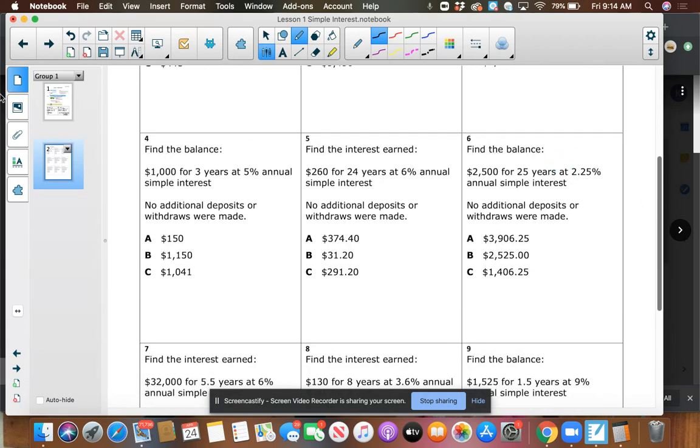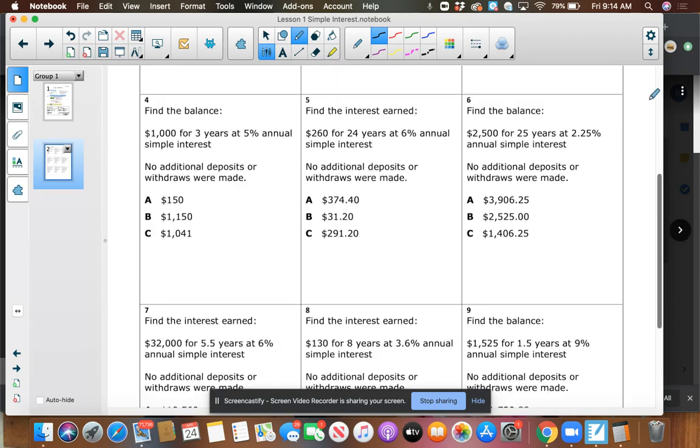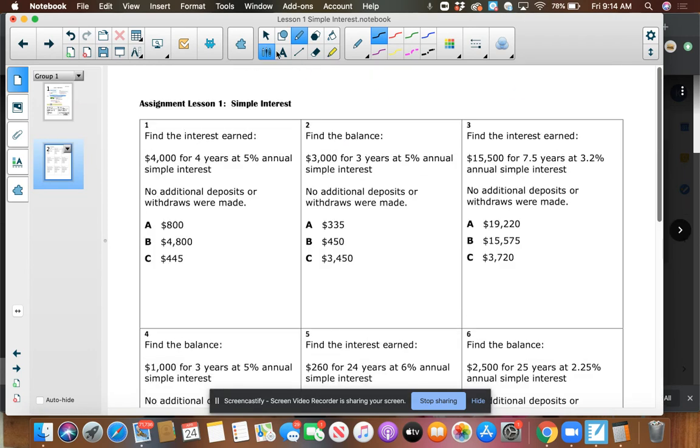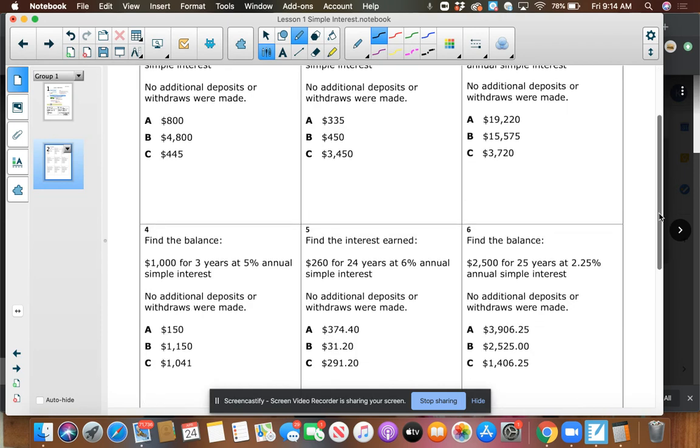Make sure you are reading the question. Find the balance, number 6. Number 4, find the balance. So see, you got it. They're all mixed up, guys. You need to pay attention to what it's asking you. So it is a very simple assignment on simple interest.